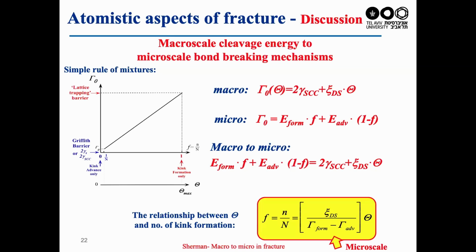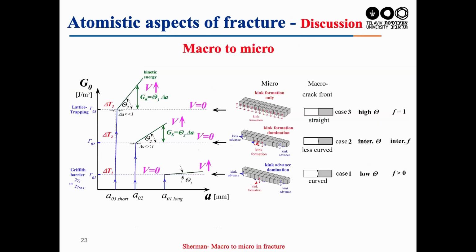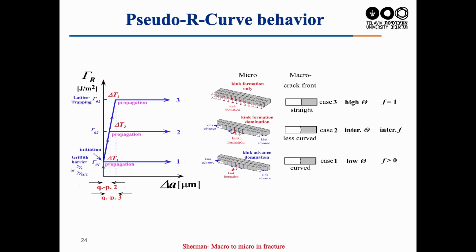I will shorten the talk. We have here several types of G naught over A. Here, this is for long cracks, this is for medium size cracks, and this is for short cracks. And each one behaves differently. I'm sorry. We have also a tau curve behavior. I'm not going to the end.